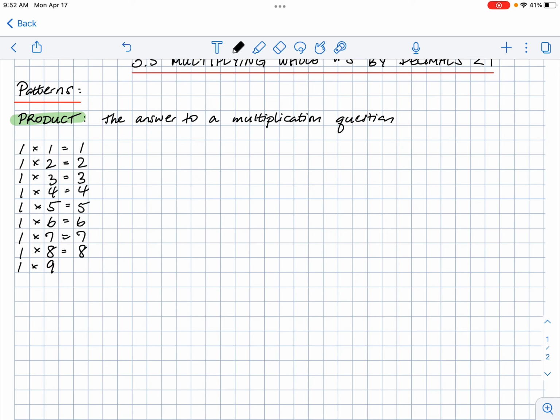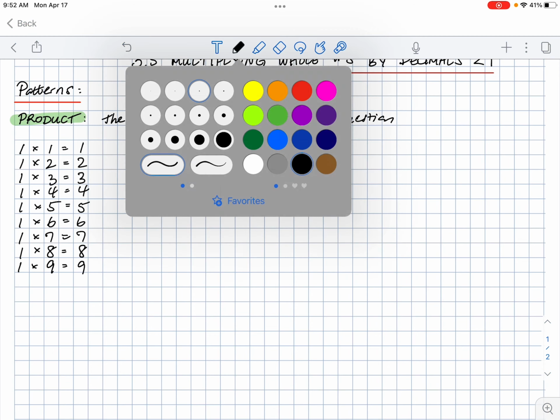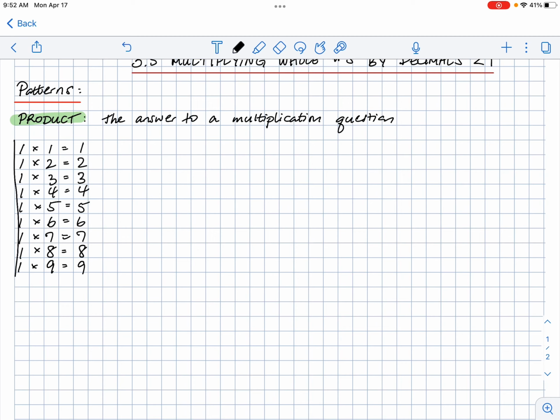Okay, I'm going to stop at 1 times 9 here. So that's our first column, the 1 times tables from 1 to 9. Now, the next column, let's block this off here. I'll just use black. Use your straight edge and block it off once you've written all of those down. We know that when we multiply a whole number by a whole number, we get a whole number.